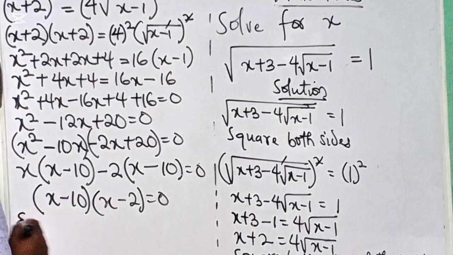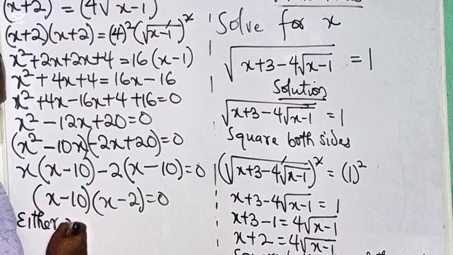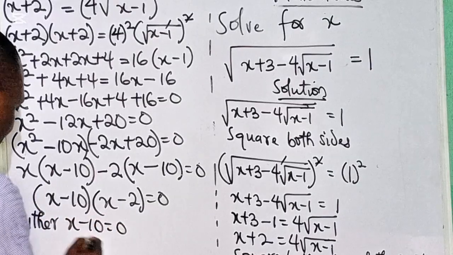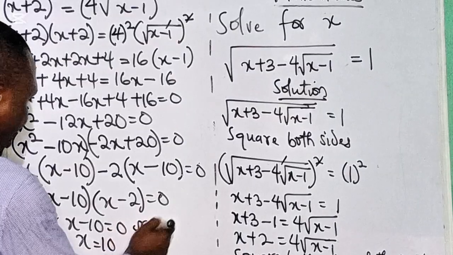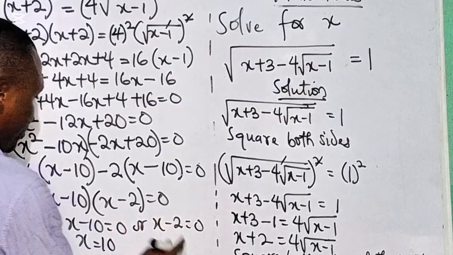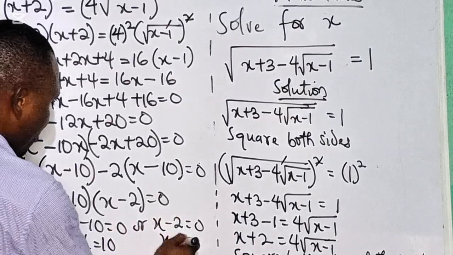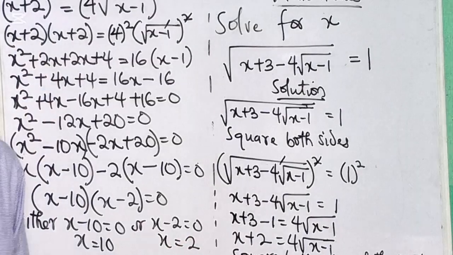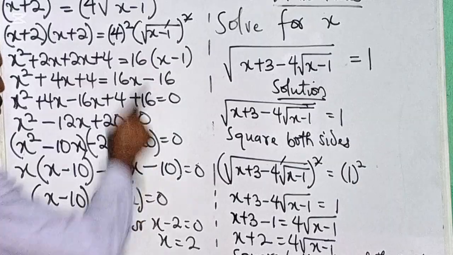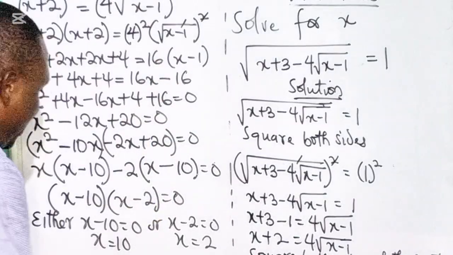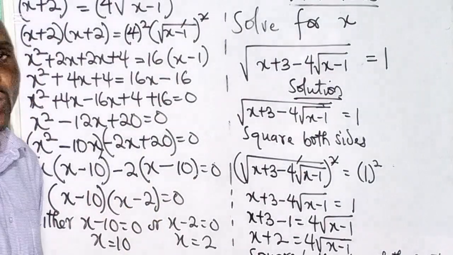So this becomes either x minus 10 equals 0, so x equals 10, or x minus 2 equals 0. Minus 2 comes here and becomes plus 2. Am I communicating? So this is our answer. The value of x in this particular equation is 10 and 2.